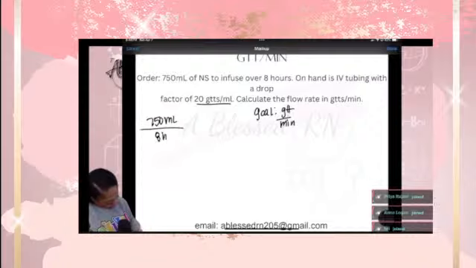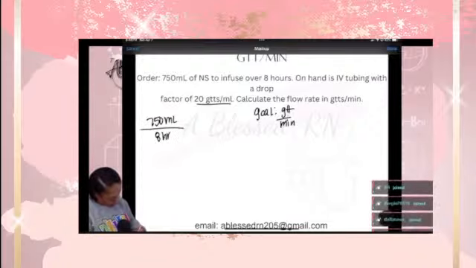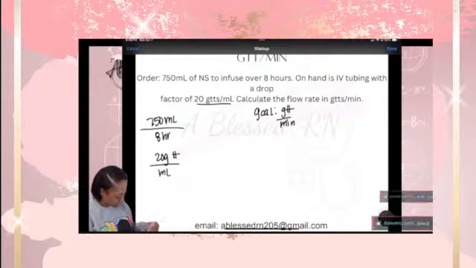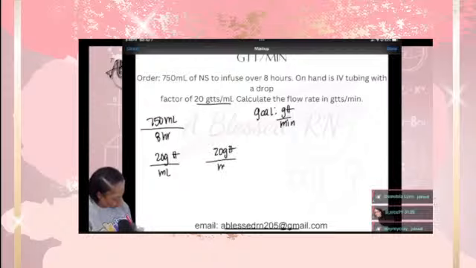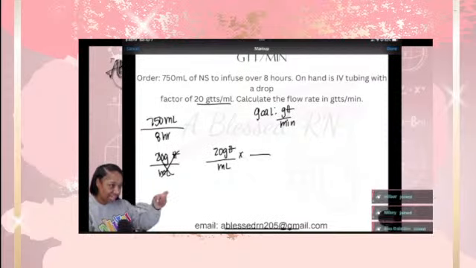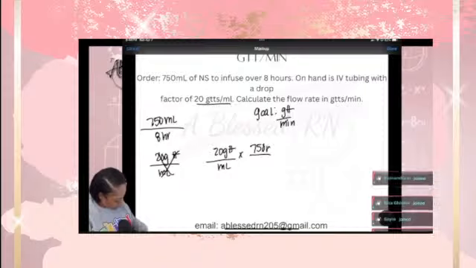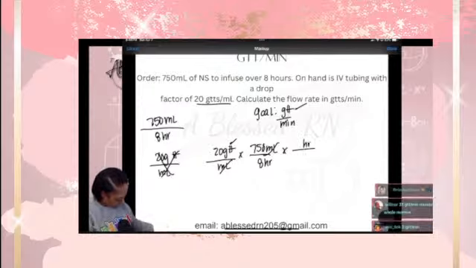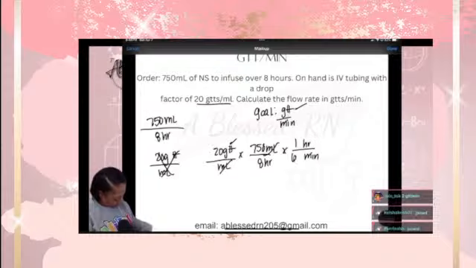All right, so 750 is going over 8 hours. We have a drop factor of 20 drops per mL, and that's all we're given. So we're looking for drops on the top. We start with our drops on the top, so we'll do 20 drops over mL. I've used that. Now I've got milliliter on the bottom, and then I need milliliter at the top. So 750 mL over 8 hours. Milliliters cross out. I've got drops on the top, which is part of my goal, but I've got hours at the bottom. I need minutes. So I'll do my hour at the top, minutes at the bottom. In 1 hour, there are 60 minutes. Hours cross out, and now we're at the goal.